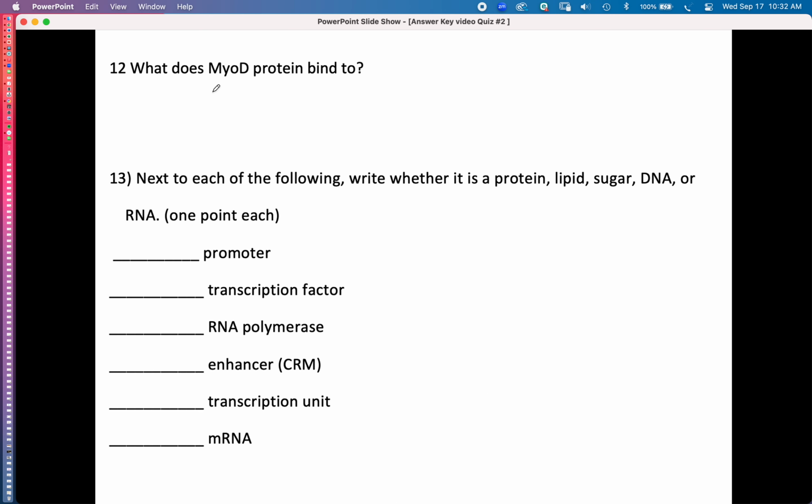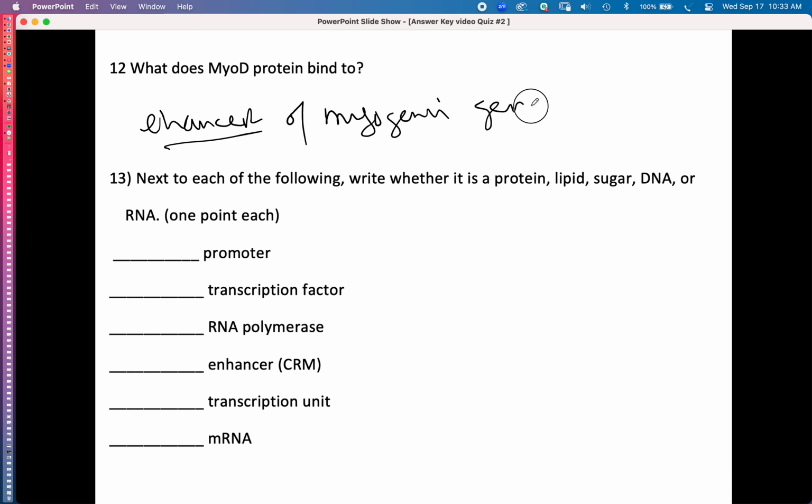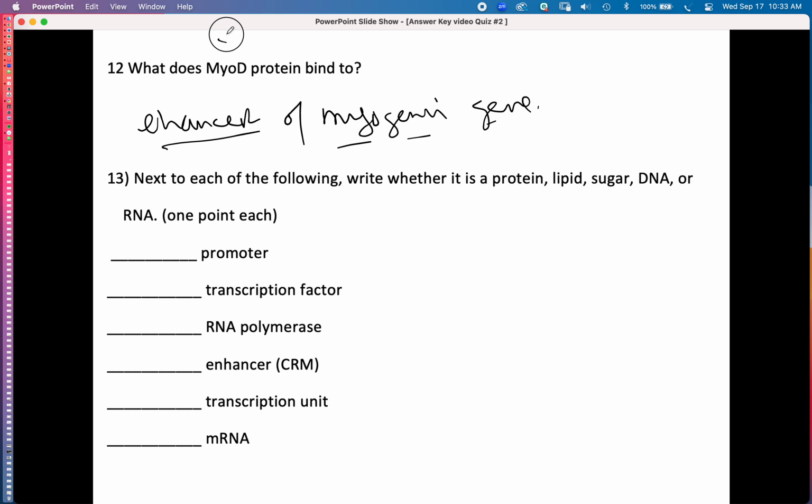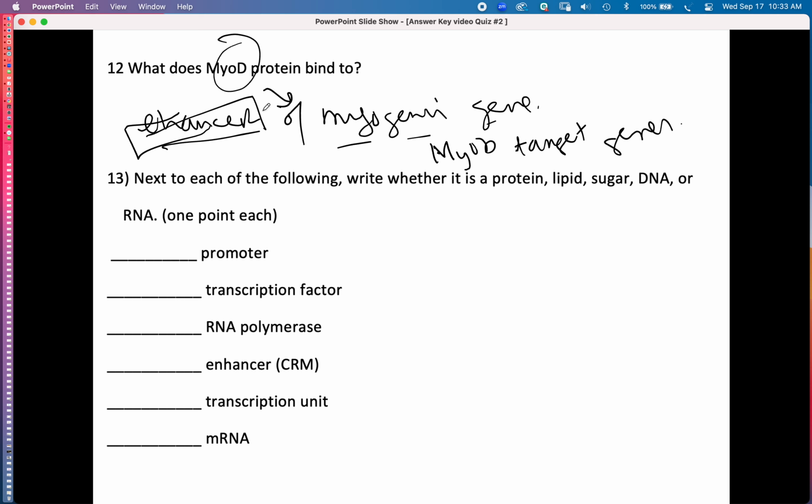Okay, so what does MyoD protein bind to? So some students said enhancer, and that's wrong, because it should say enhancer of myogenin gene. There are lots of different transcription factors, and they have different target genes. We say the MyoD protein has target genes. One of them we're learning about is myogenin, and so myogenin is a MyoD target gene. And that means it doesn't bind to every enhancer. There are thousands of different enhancers and thousands of different transcription factors. So we got to be specific, and it's just really important to appreciate that.